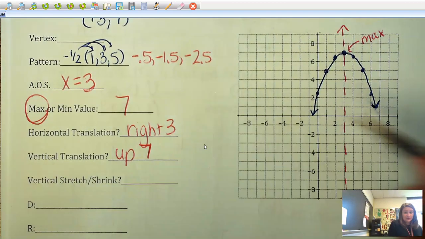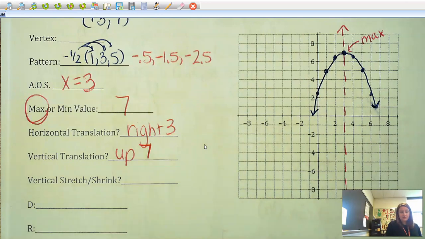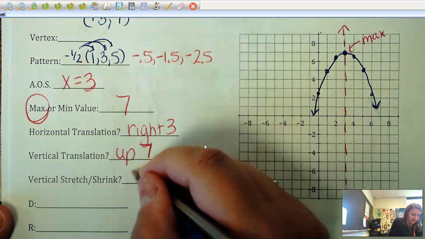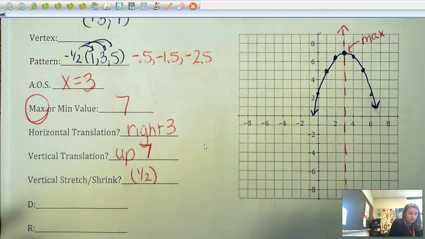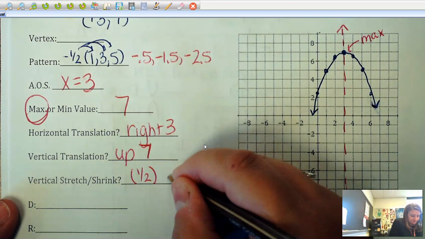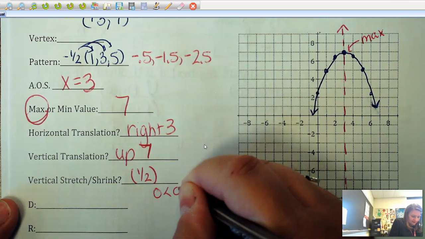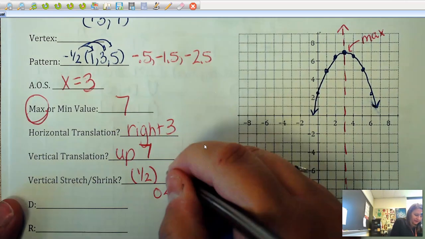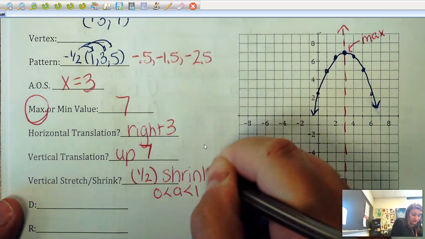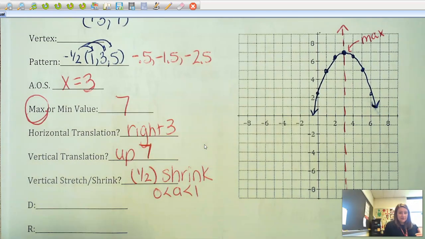Now, ignore the negative. The negative just turns the graph upside down. So the number I'm looking at there is the 1/2. I'm ignoring the negative. That is between 0 and 1. So remember, if that a value is between 0 and 1, 1/2 would fall into that category. This is a shrink. And what happens with the shrink, it widens the graph out, it compresses it.